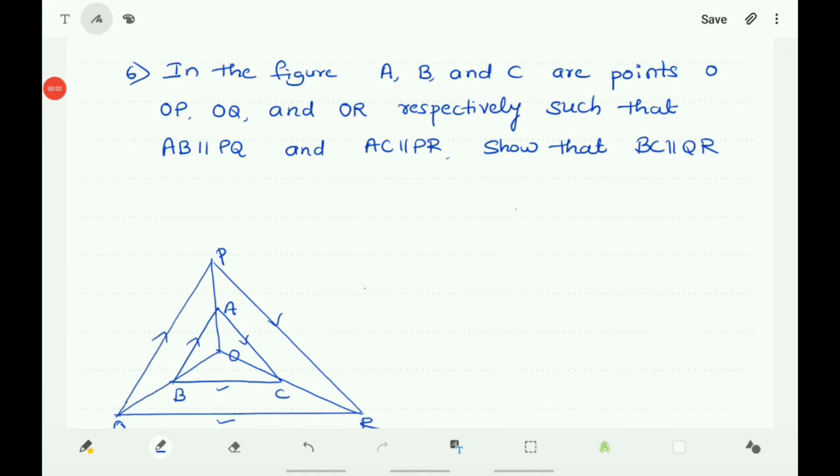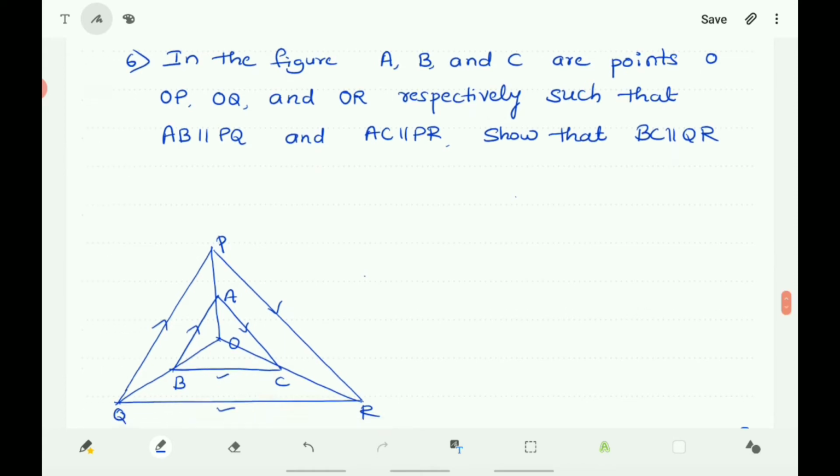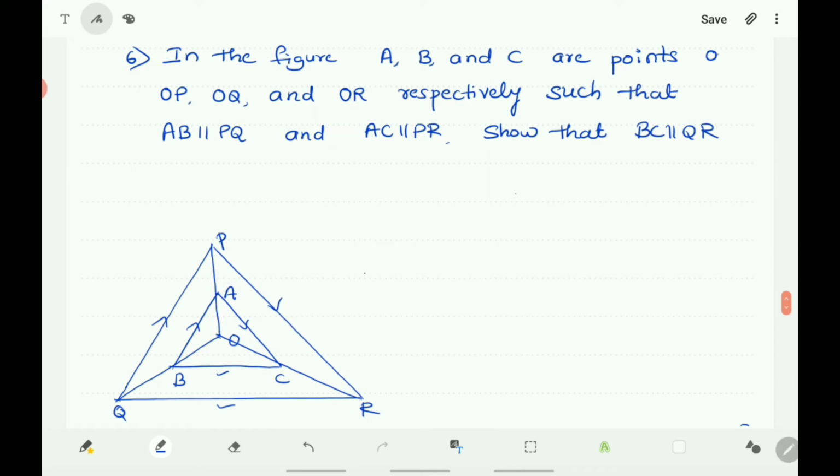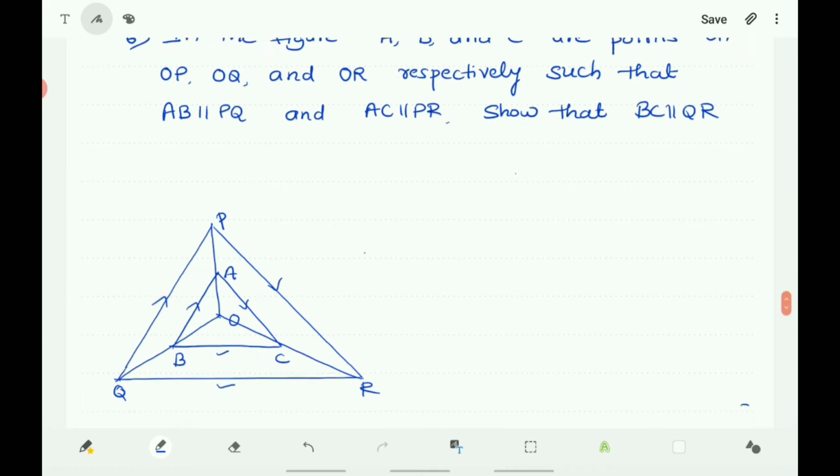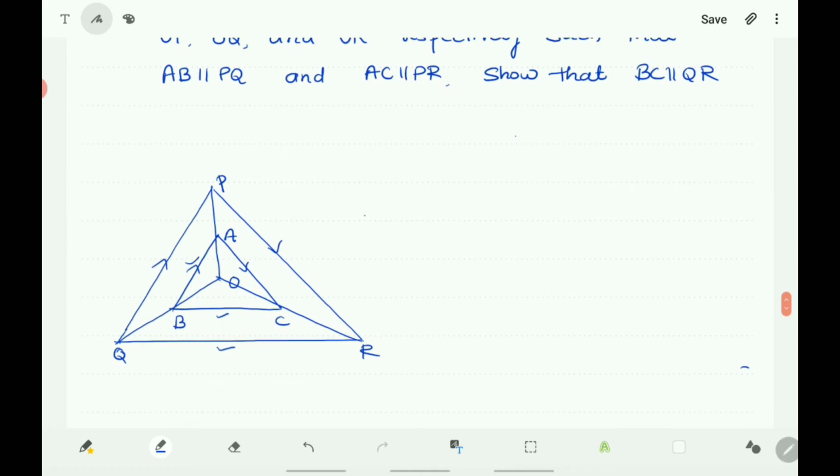Now come to the sixth question. In the figure, A, B and C are points on OP, OQ and OR respectively, such that AB is parallel to PQ and AC is parallel to PR. Show that BC is parallel to QR. It is given that AB is parallel to PQ and AC is parallel to PR. We have to prove that BC is parallel to QR.